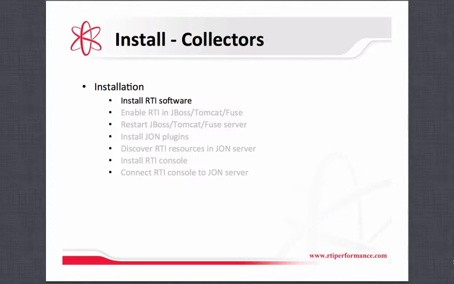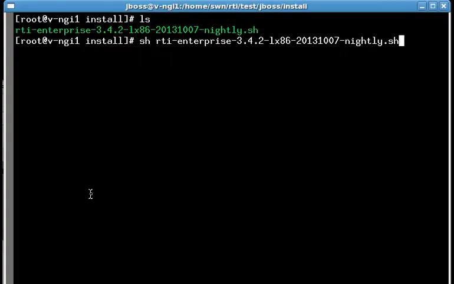Alright, let's start with the install. The first step is to install the RTI software. I'm going to assume you've downloaded it from the RTI site and have it available in the proper place. So let's go install RTI on our Linux server. Okay, I'm ready to install.